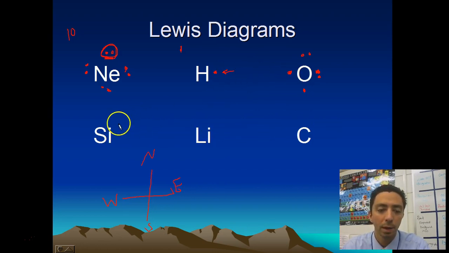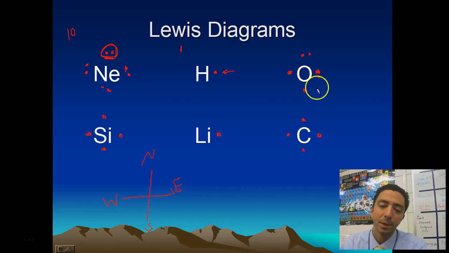There's a few more down here. I'm going to run through them pretty quickly. Silicon has 4 valence electrons, so we would have 4 dots around the outside. 4 unpaired electrons means it has 4 spots it can bond for. Lithium's got 1 outer electron, and carbon is going to be similar to silicon. They're in the same family. It also has 4 valence electrons.